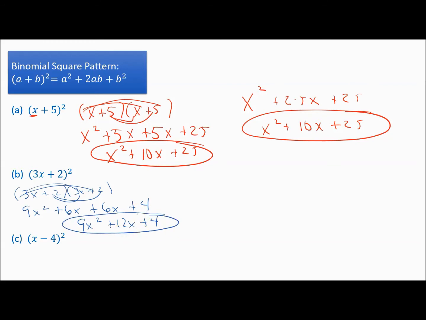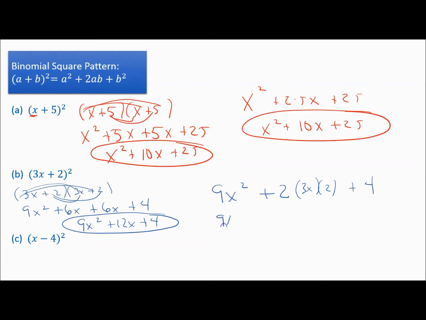But now if we use the formula, it says square a, the first one squared, so that's going to be 9x squared. So I have to square the 3 and the x, right? Plus, then I'm supposed to multiply these together times 2. So it's going to be 2 times 3x times 2. And we'll write it down this time. Plus the last one squared, which is 4.